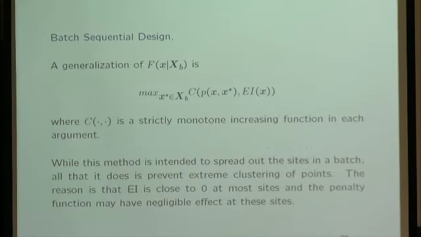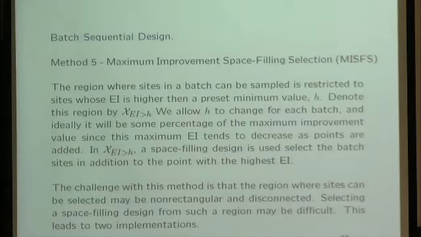Or you could do something a little more sophisticated where it's a general function of these two things that's strictly monotone increasing in each argument. So that's another thing you could do. So you're utilizing improvement, but avoiding some of the problems that come when you try to implement improvement in a batch manner.